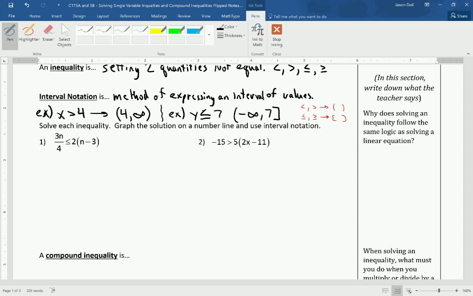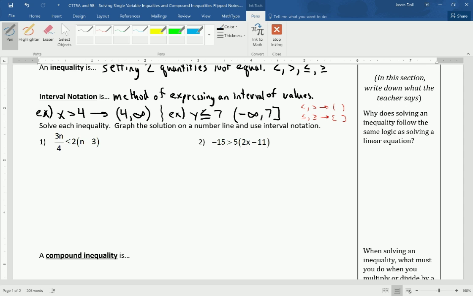So let's look at a couple examples now where we're going to solve for our variable. We're going to graph the solution, and then we're going to write that interval in interval notation. The good news about solving our single variable inequalities is they are pretty much exactly the same as solving our single variable equations, with one notable difference, which we'll talk about here.